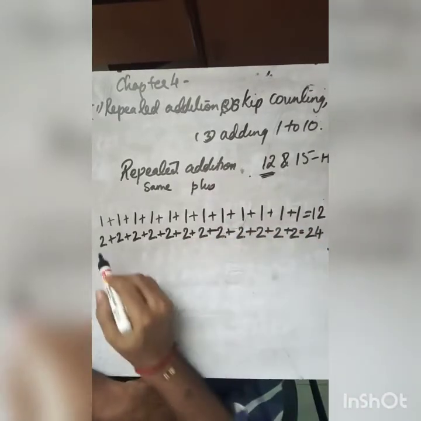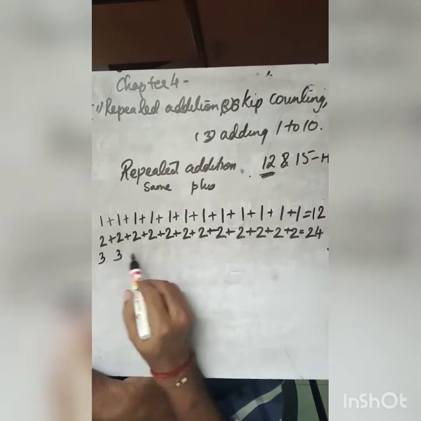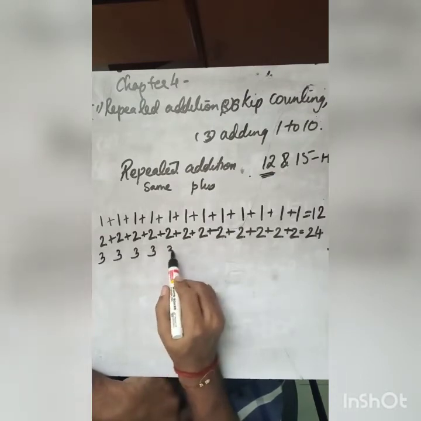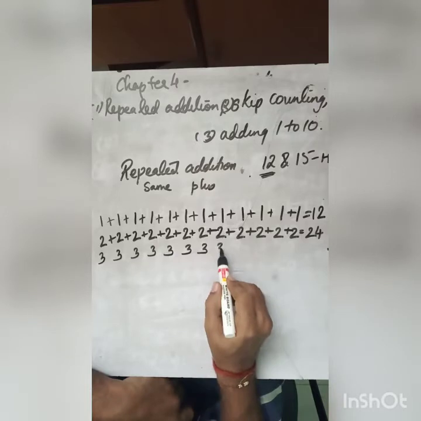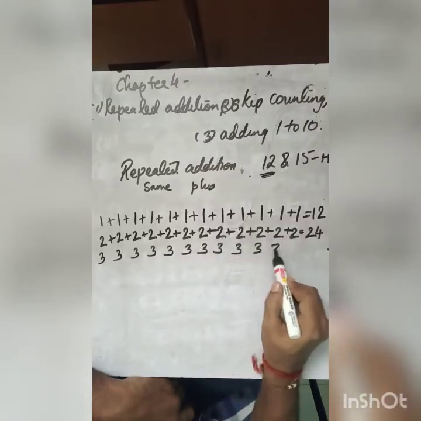अब देखो 2 हो गया, इसके बाद 3, 3 का क्या होगा? 3, 3, 3, 3, 3, 3, 3, 3, 3, 3, 3, 3.